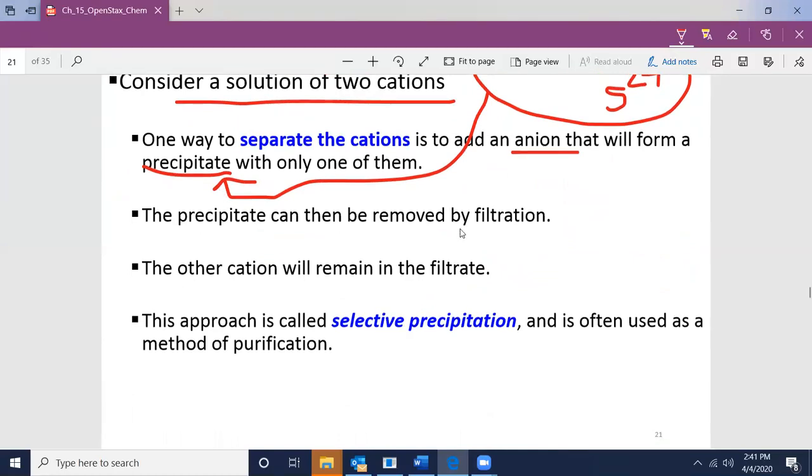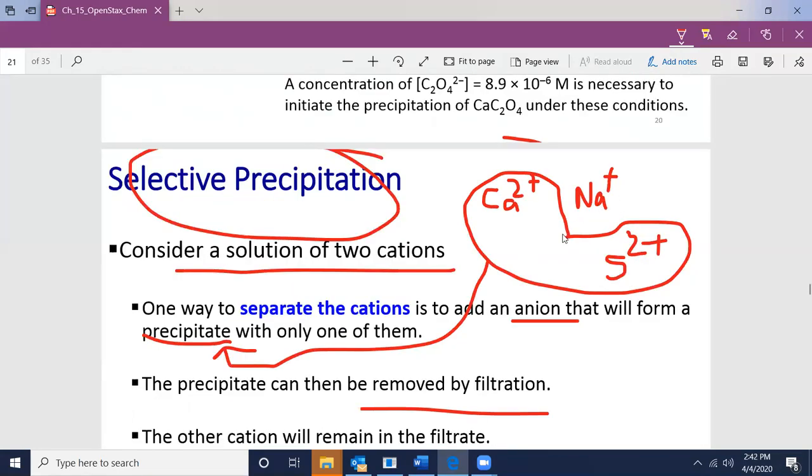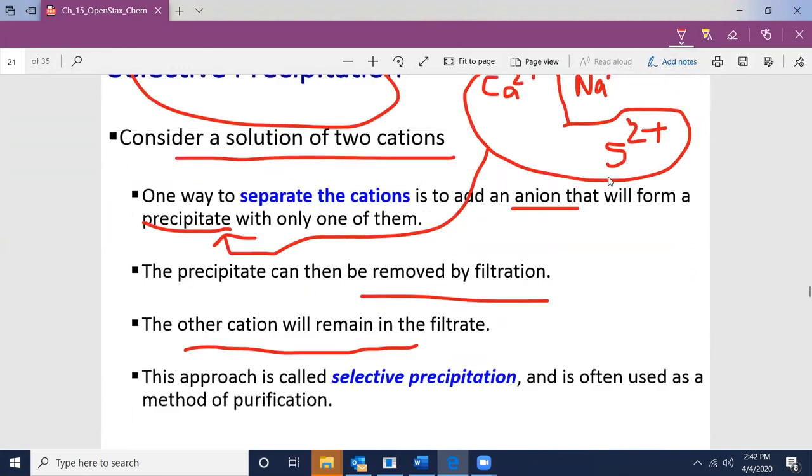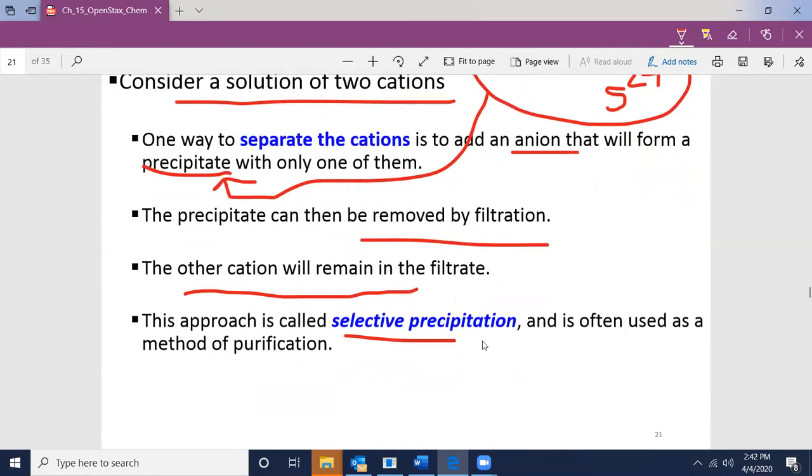There are physical means to do that. Filter paper is like a sieve, with a very small pore size. You can just pour your precipitate on top of that. The liquid is going to go down, and this is how you can separate your precipitates. Okay, and the other cation will remain in the filtrate, which passes through the membrane. The solid is retained in the membrane because it's converted into a solid now, and the other remains soluble in the water part, so that's going to filter out. It goes into the filtrate, the part going down into the funnel. So this approach is called selective precipitation, and is often used as a method of purification in the labs.